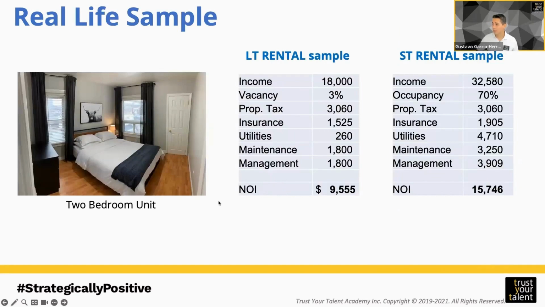Now, here's a little sample I'm going to give you guys, from a small 2-bedroom unit that I have, where long-term rental income was about $1,500 a month, which means I could bring in $18,000. If I add all the expenses that I had, then my NOI, net operating income, would be a little bit above $9,500. That was my number. I turned it into a service accommodation through Airbnb, and then income went to $32,580, right?